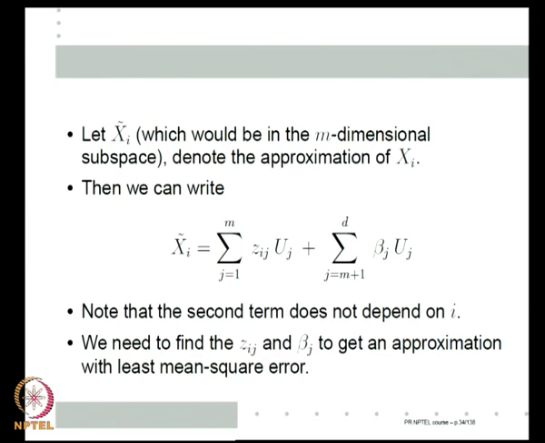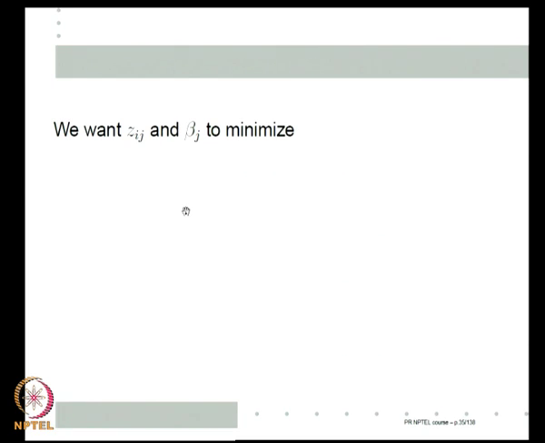So, we will solve the problem in 2 steps. Given any particular uj, that means given any subspace, what are the best zij and bj's in terms of uj's? Then I will write the mean square error and find the best zij's and bj's. So, ultimately my mean square error now only depends on uj. Now, I can minimize the mean square error by choosing the right uj. So, we will first want to find the best zij's and beta j's to get a good approximation. Okay. What is my approximation error?